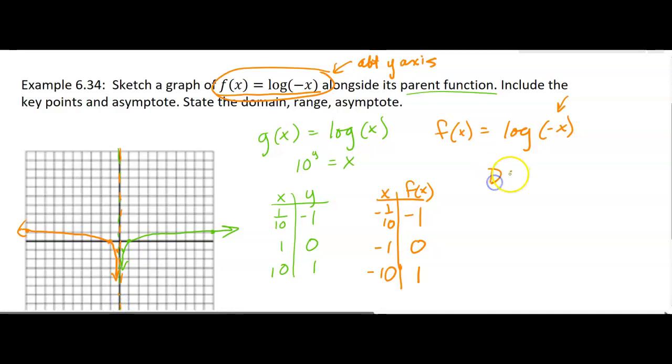And the domain then, the domain is going from -infinity up to 0. The range is going to be all real numbers. And then the asymptote is still going to be x equals 0.